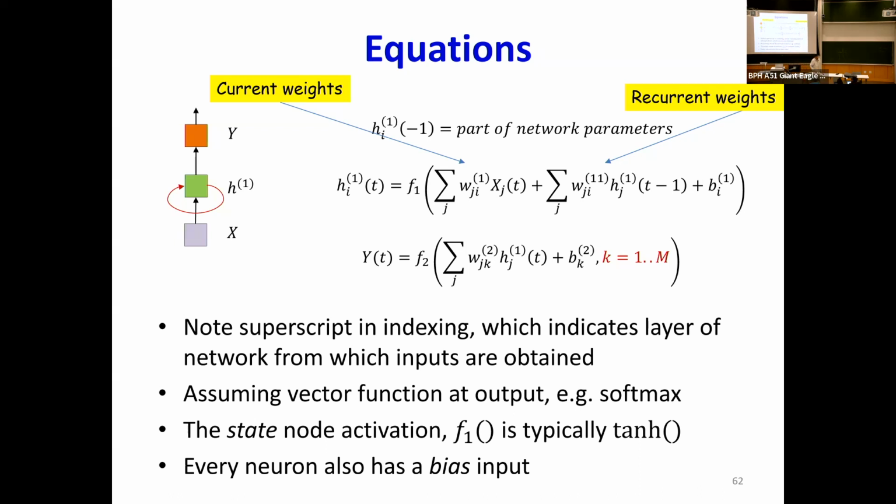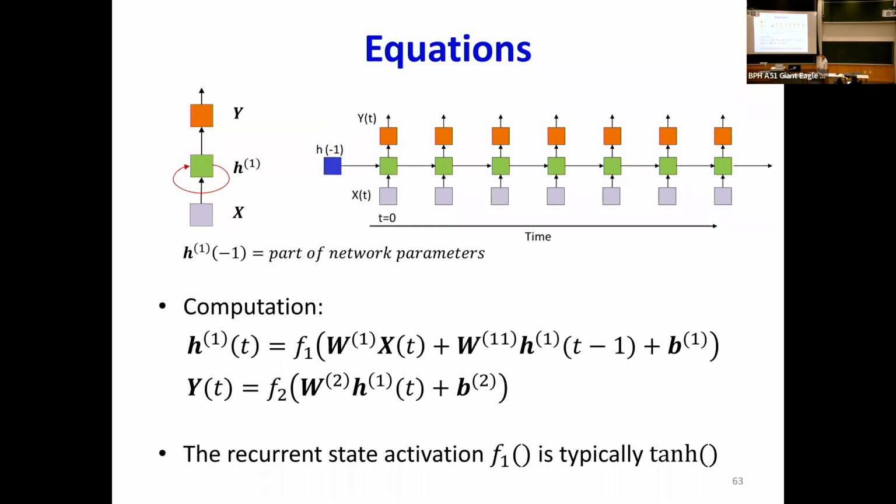Right? Now, when you write this out with explicit summation, it looks ugly. It's more convenient to write it in matrix vector format. And so the hidden state in this case is an activation function which applies to a weighted sum of the input.